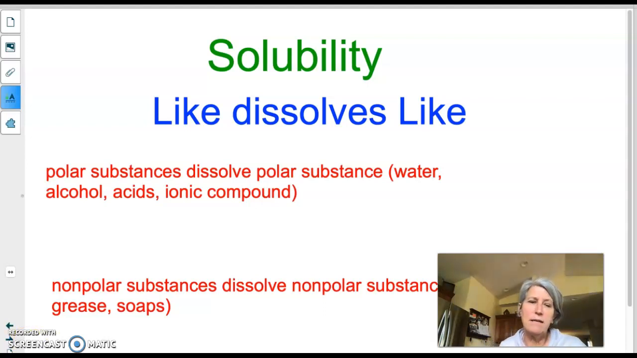What we're going to talk about today is solubility, and you had just finished that solubility and temperature lab gizmo that was assigned yesterday. And so I want to explore a little bit about what solubility means.